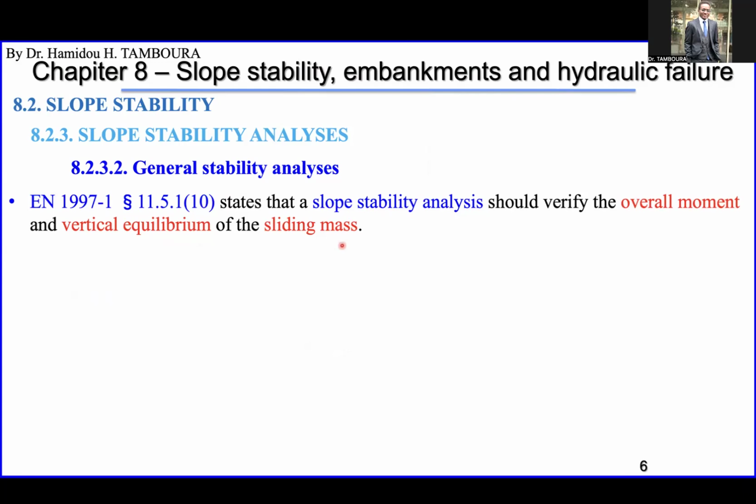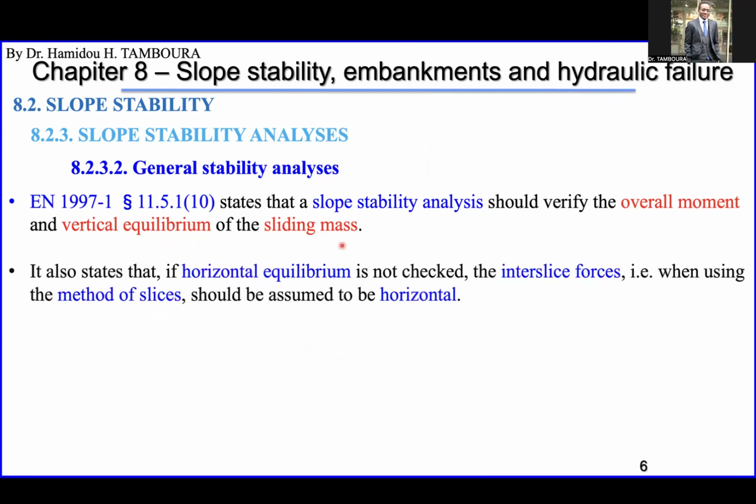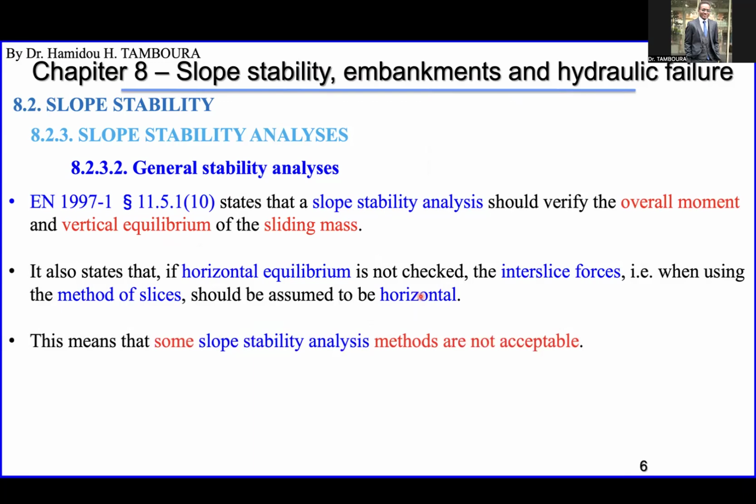It is also saying that if horizontal equilibrium is not checked, the interslice forces, which means when using the method of slices, don't worry, we will see what the method of slices is soon, should be assumed to be horizontal. And this means that some slope stability analysis methods are not accepted.